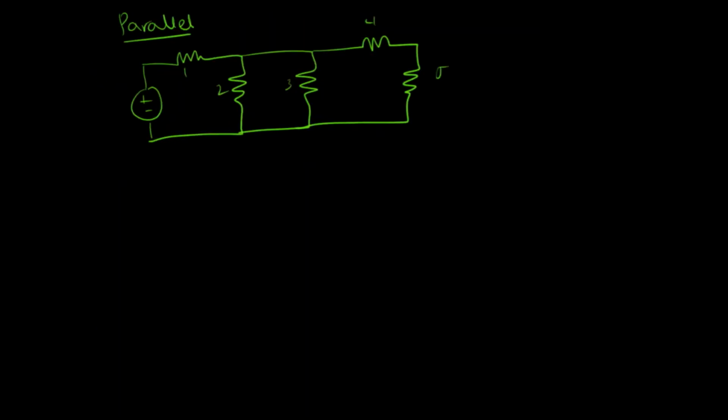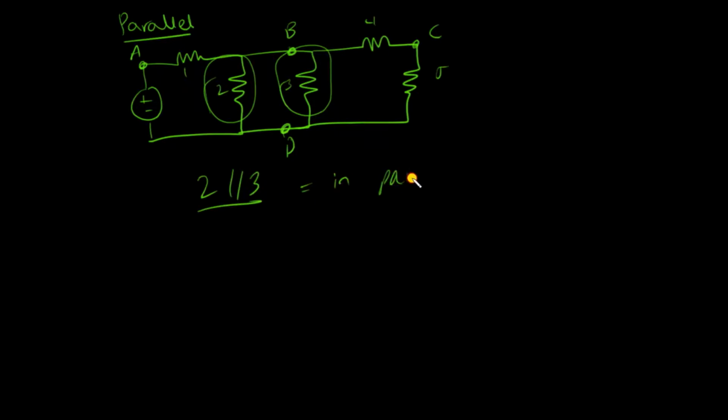So by definition, the parallel circuit is a configuration where the two elements in parallel are connected between the same pair of nodes. So the first step is just mark all the nodes in this circuit. This is node A, this is node B, this is node C, and this is node D. Now just look at each element. Do you see any element that is connected between the same pair of nodes? As you can clearly see that element 2 and element 3 are connected between B and D, so they are in parallel. So just write 2 and 3 are in parallel. So this is how you identify if two elements are in parallel.